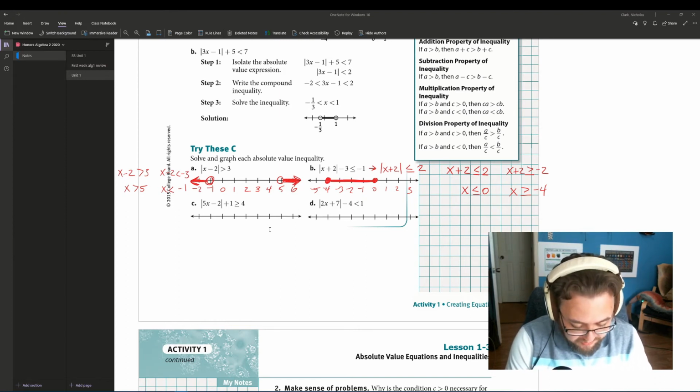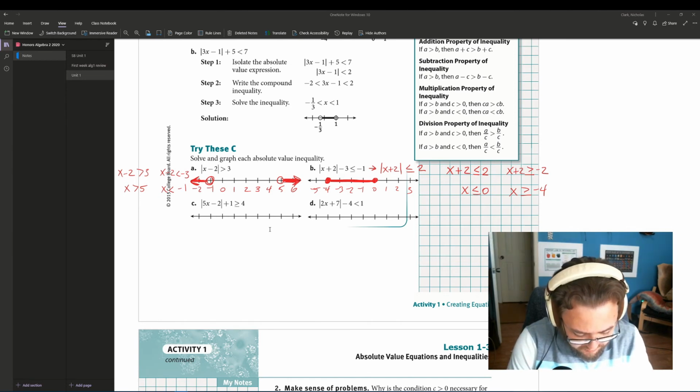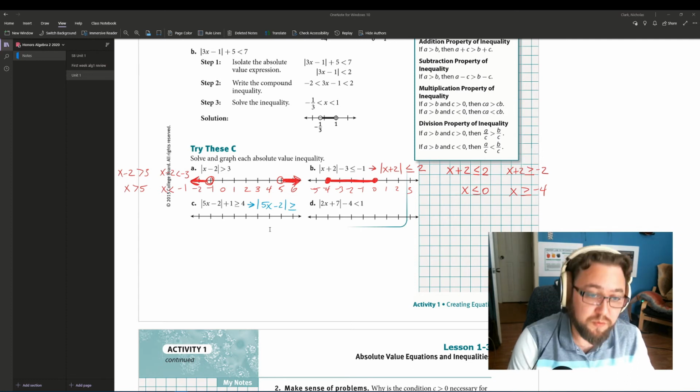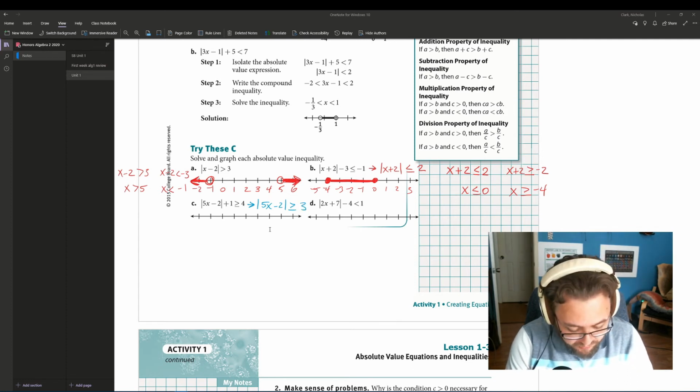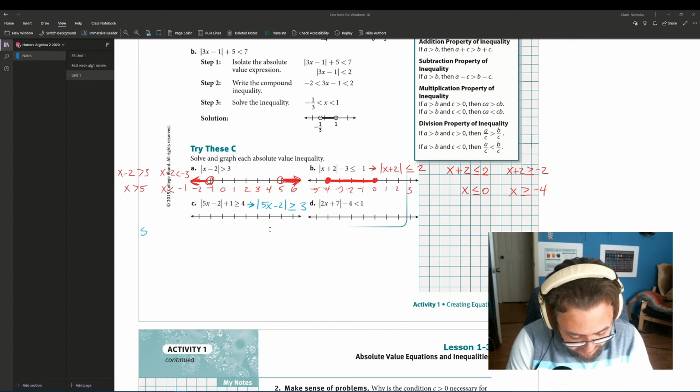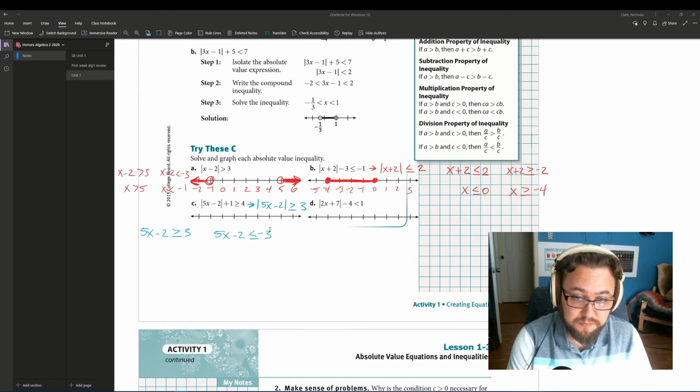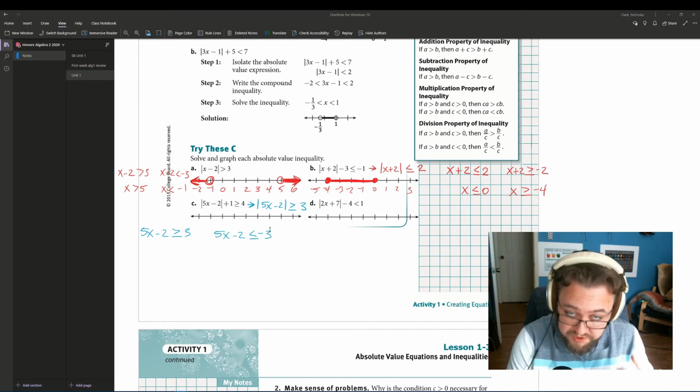Now let's take a look at C. I'm going to move that 1 over. Actually, I'm going to change colors so we don't get too confused here. So we're going to move that 1 over. The absolute value of 5x minus 2 is greater than or equal to 3. We've taken that 1 away now. So 5x minus 2 is greater than or equal to 3, and 5x minus 2 is less than or equal to negative 3. Okay, so we're going to do just like a regular equation.